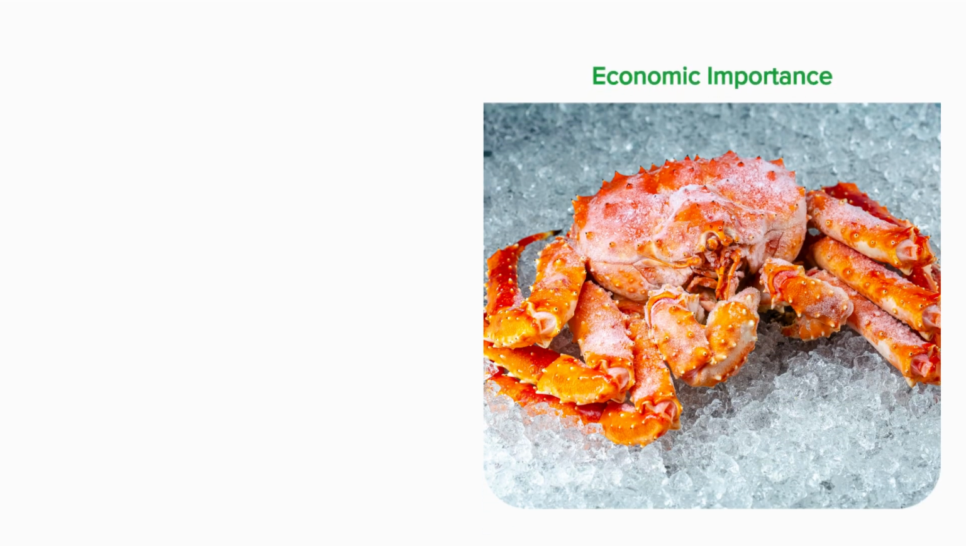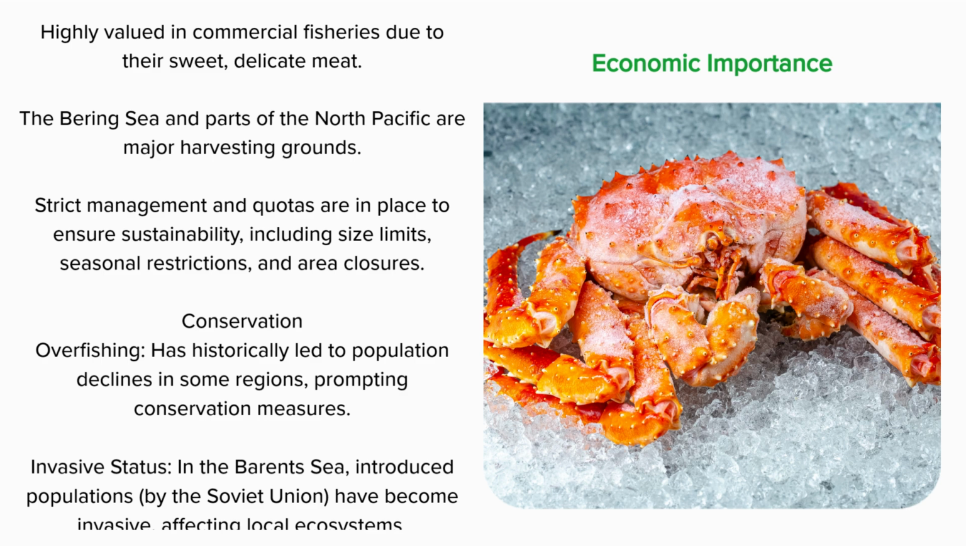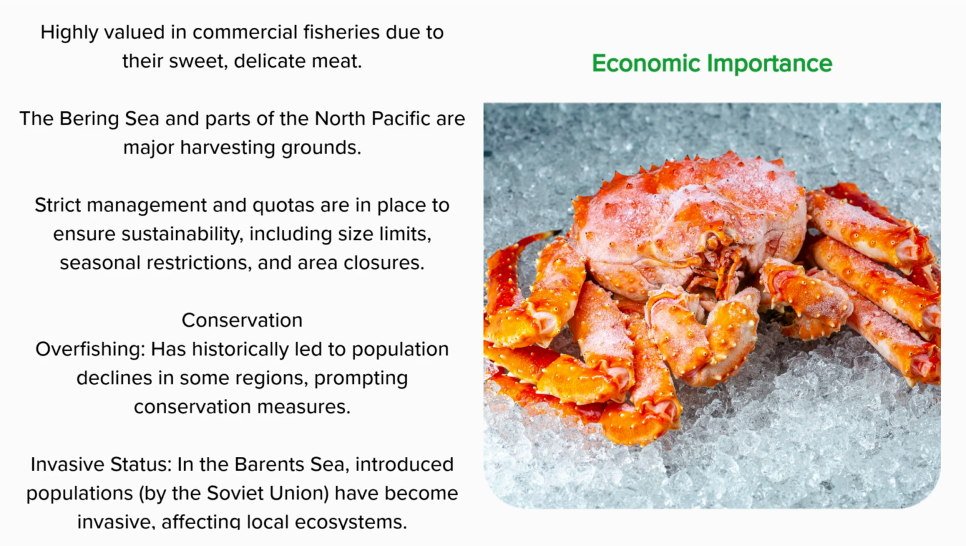Economic importance. Highly valued in commercial fisheries due to their sweet, delicate meat. The Bering Sea and parts of the North Pacific are major harvesting grounds. Strict management and quotas are in place to ensure sustainability, including size limits, seasonal restrictions, and area closures. Conservation. Overfishing has historically led to population declines in some regions, prompting conservation measures. Invasive status. In the Barents Sea, introduced populations, by the Soviet Union, have become invasive, affecting local ecosystems.